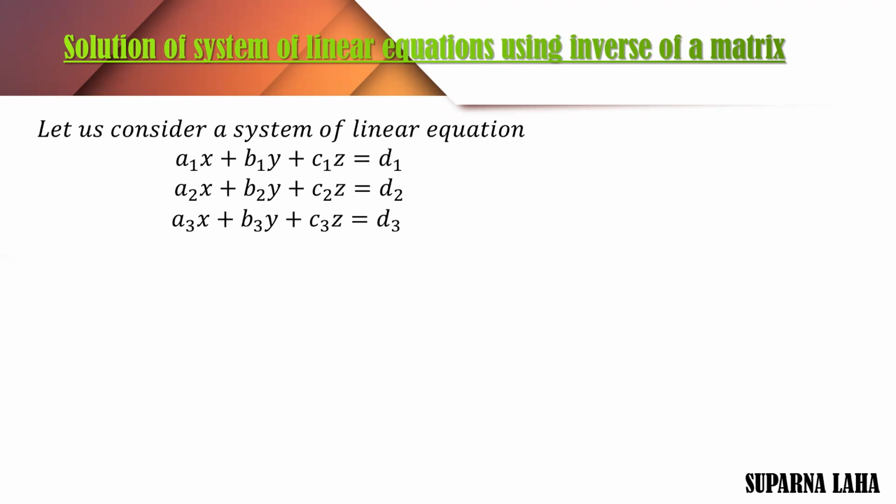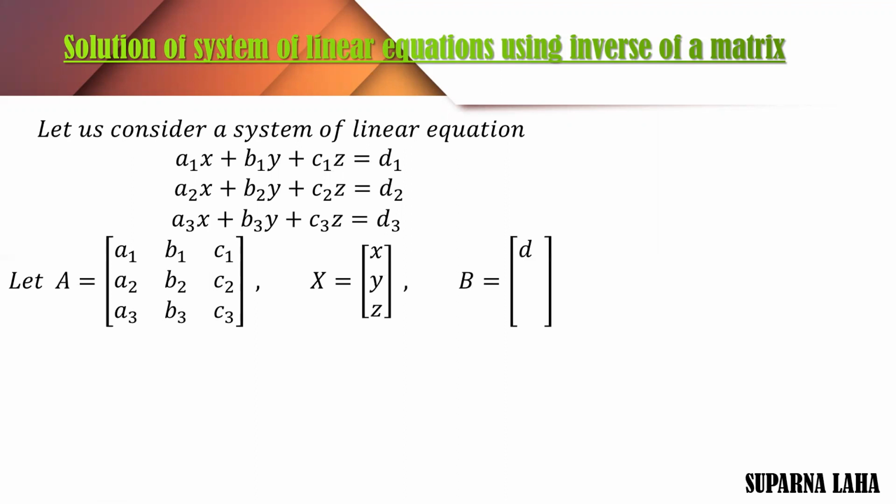So if I take this, A is just a1, b1, c1, a2, b2, c2, a3, b3, c3. That means the coefficients of x, y, and z. Look at the coefficient of x: a1, a2, a3, then b1, b2, b3, and c1, c2, c3. So this A is called the coefficient matrix. Now X is the unknowns x, y, and z, and B is the constant terms, that is d1, d2, d3.